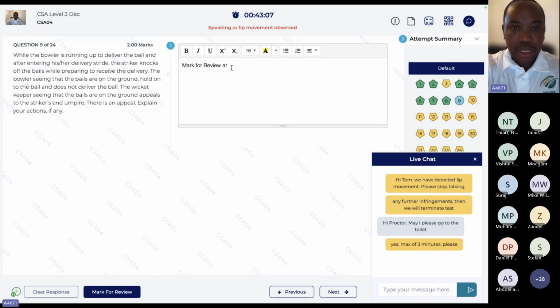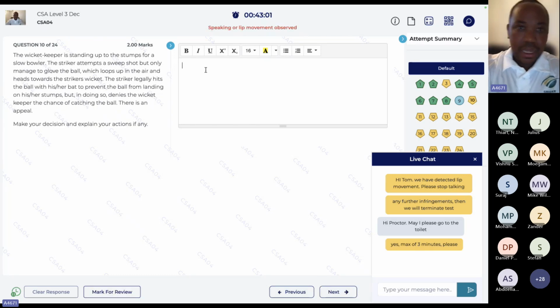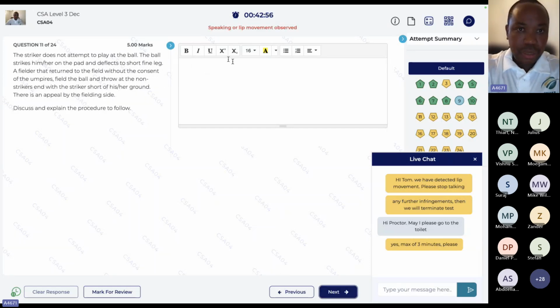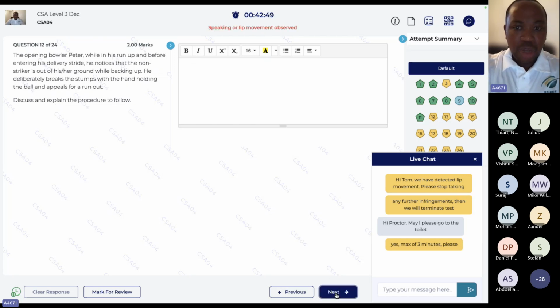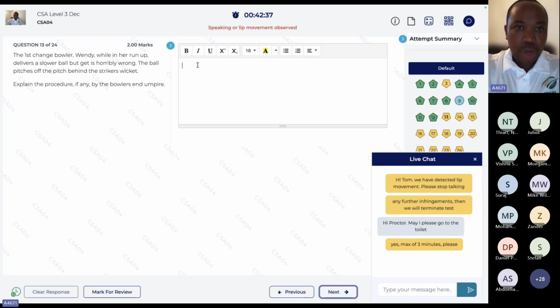I'm just going to change it to mark for review at the end, and then we'll see what we can do at the end. Just in the interest of time, I'm going to speed through the rest of these questions. And these questions are not what you are going to see in your level 3 exam. These are a bunch of revision questions that you might see some of them tomorrow in our revision lecture.